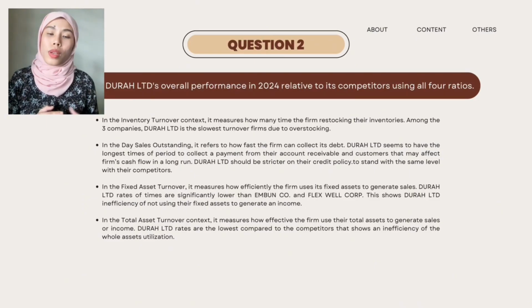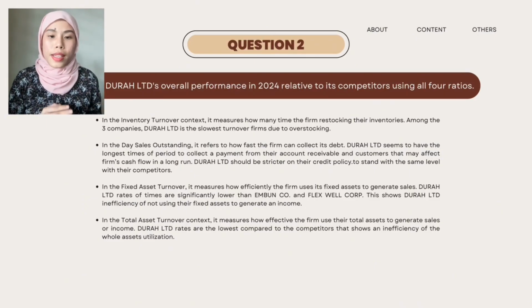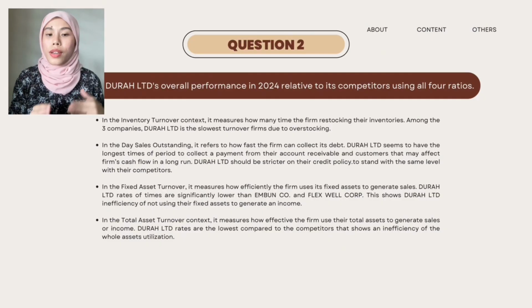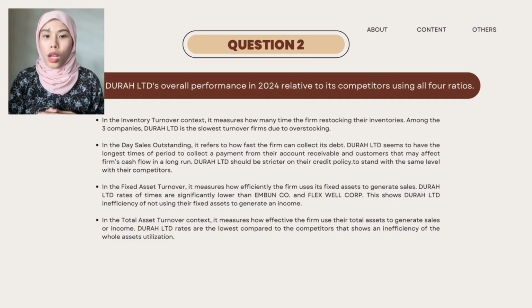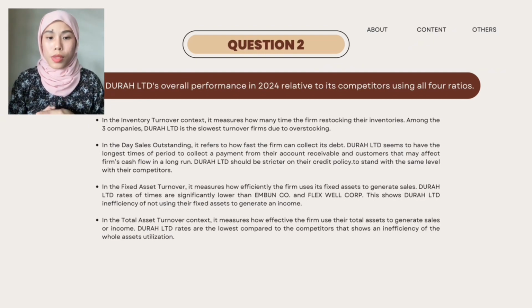That leads to efficiency. In the days sales outstanding context, it refers to how fast the firm can collect its debt from their customers. Dura Ltd seems to have the longest period to collect a payment from the accounts receivable and customers, which may affect the firm's cash flow in the long run. Dura Ltd should be stricter on their credit policy to stand at the same level as their competitors such as Ambon Co and Flexwell Corporation, who are able to collect their pending payments from the customer within less than a month.